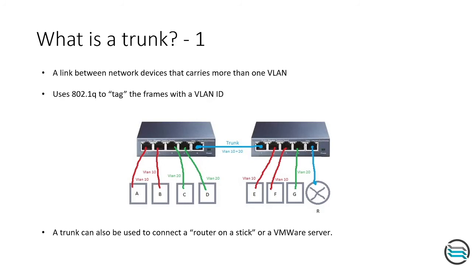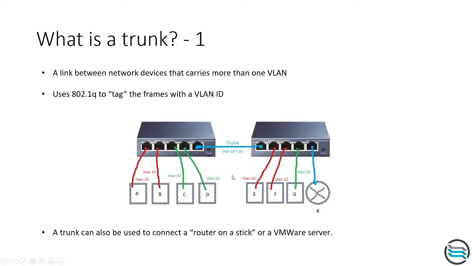So as you can see here, we have two switches. We again have the red VLAN 10, the green VLAN 20, but we also see the blue trunk that carries both of these VLANs between the switches. And the result of this configuration here would be that A and B can talk to E and F, C and D can talk to G, and that traffic will all traverse the trunk.